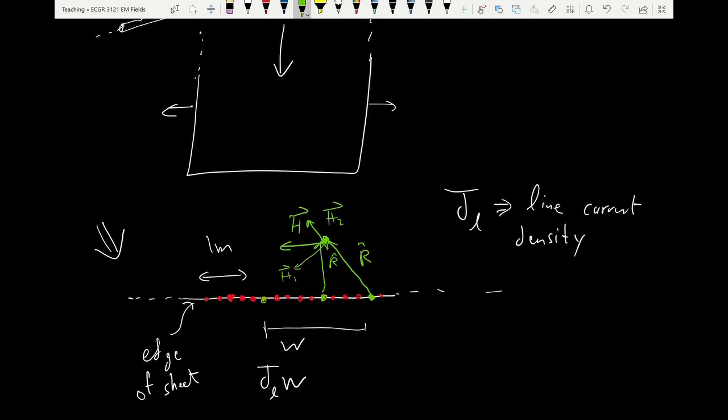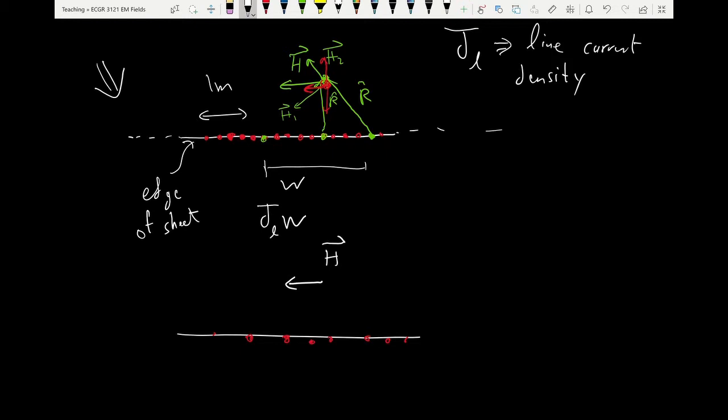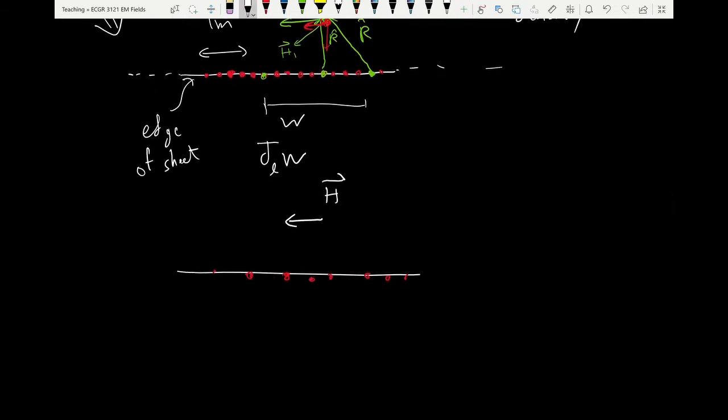I end up with a situation where the vertical components cancel each other out, and the horizontal components reinforce themselves. Let me draw it again here. From symmetry, I can deduce that the field is always going to be in this direction when I'm above the sheet. And again, I drew the dots: the currents are flowing in the sheet.